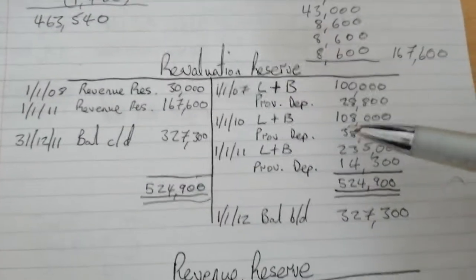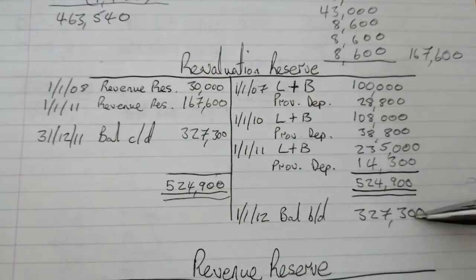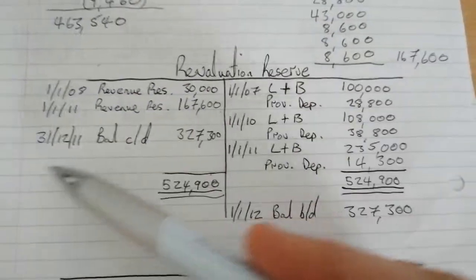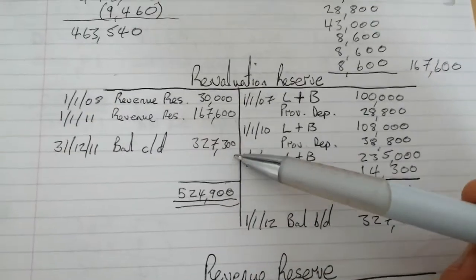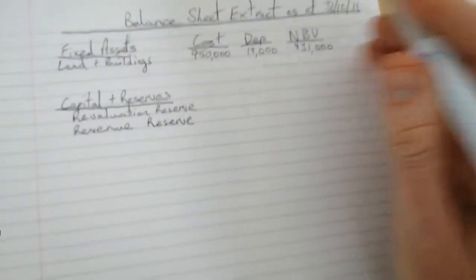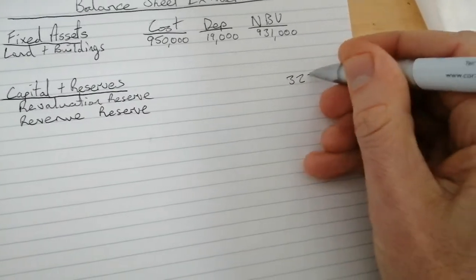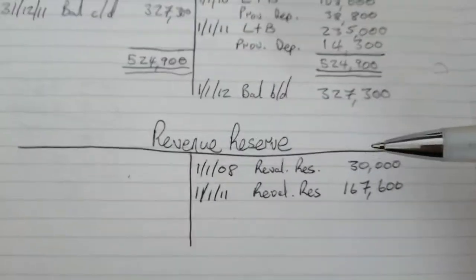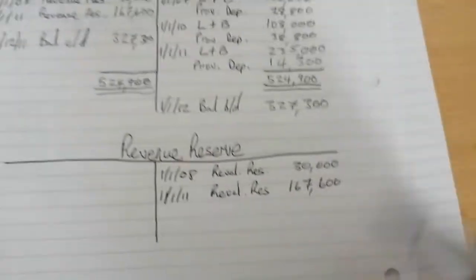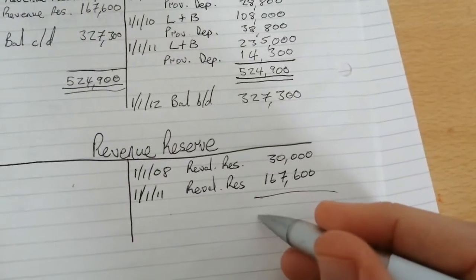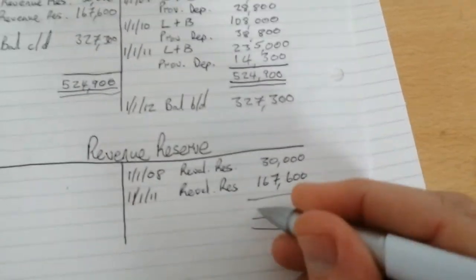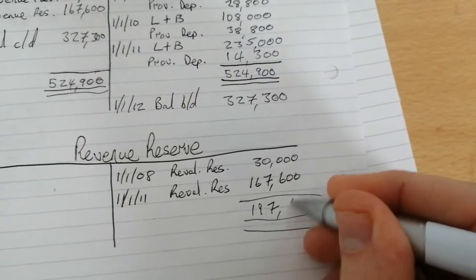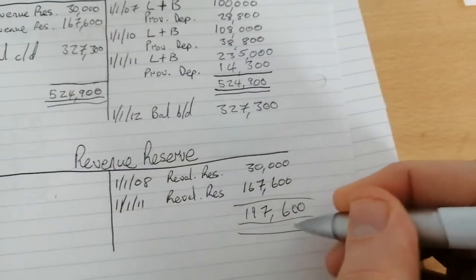So the revaluation reserve, the balance carried down and brought down, if you like, here, but it's at the end of 2011, 31st of the 12th, 2011, is 327,300. That's my revaluation reserve figure at the end of the year, 327,300. And my revenue reserve figure, well, we didn't balance this, but had we balanced it, we know that it would have been whatever the total of those two figures is, because this is the bigger side, 197,600, if I added those two together.